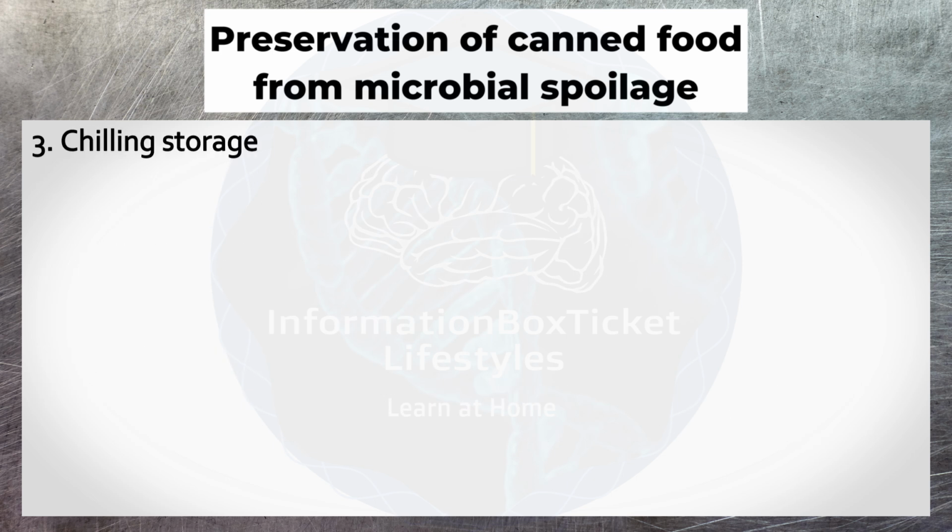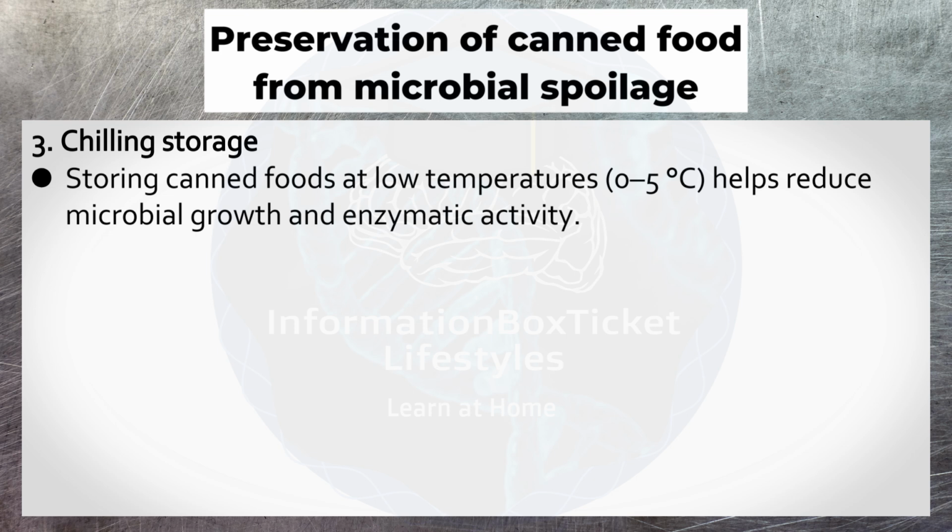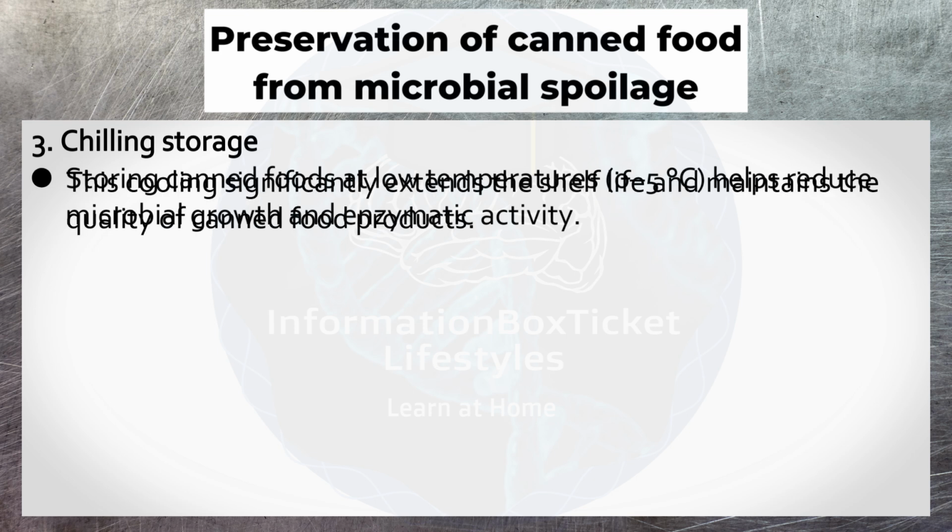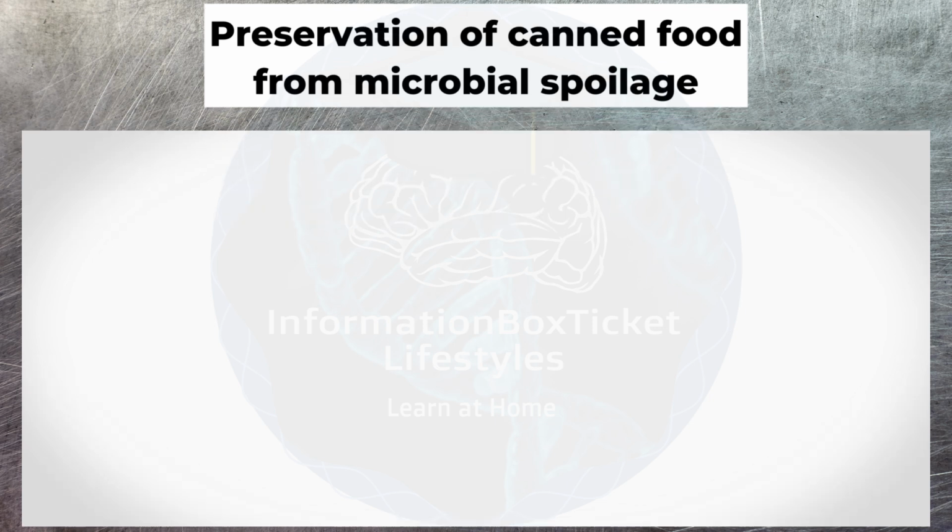3. Chilling storage. Storing canned foods at low temperatures, 0–5 degrees Celsius, helps reduce microbial growth and enzymatic activity. This cooling significantly extends the shelf life and maintains the quality of canned food products.